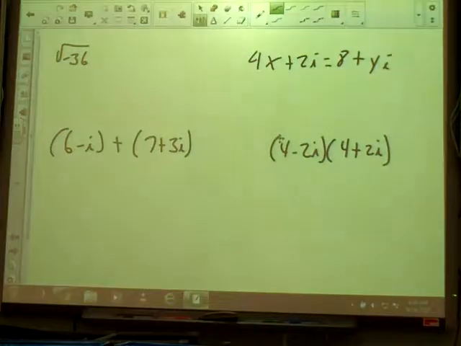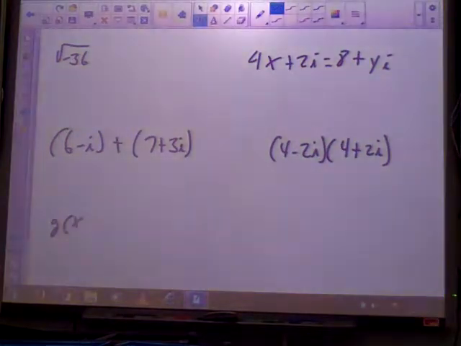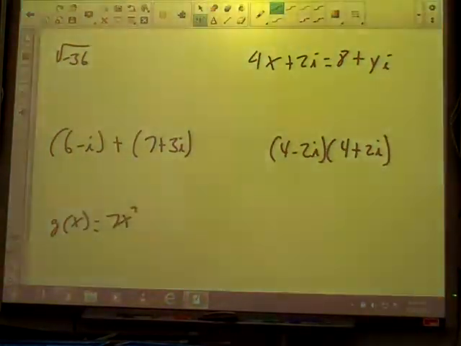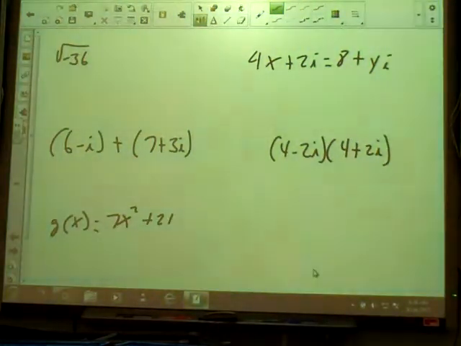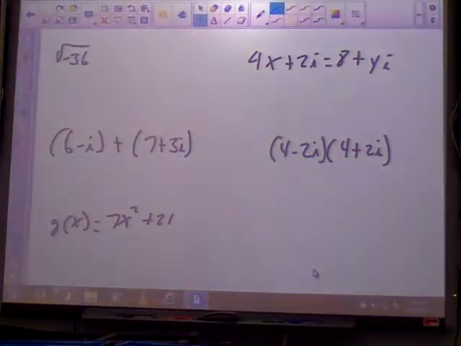And then one more to solve. I've got g of x is equal to 7x squared plus 21. Alright, do the best you can. Get them all done, then see if your huddle got them right. Talk to your huddle about them.